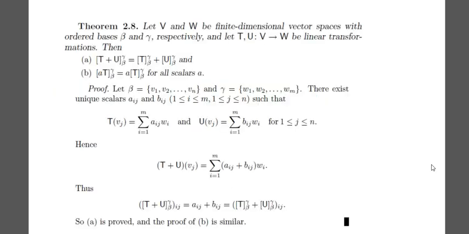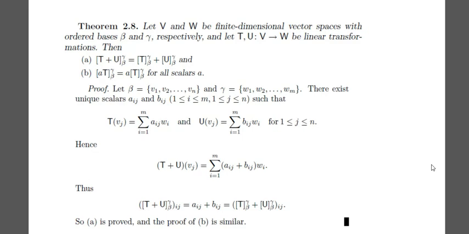So next theorem: let V and W be finite dimensional vector spaces with ordered bases beta and gamma respectively, and let T, U from V to W be linear transformations. Then the matrix corresponding to T plus U will be the same as the matrix corresponding to T plus the matrix corresponding to U, and similarly the matrix corresponding to aT will be the same as a times the matrix corresponding to linear transformation T with respect to beta and gamma.